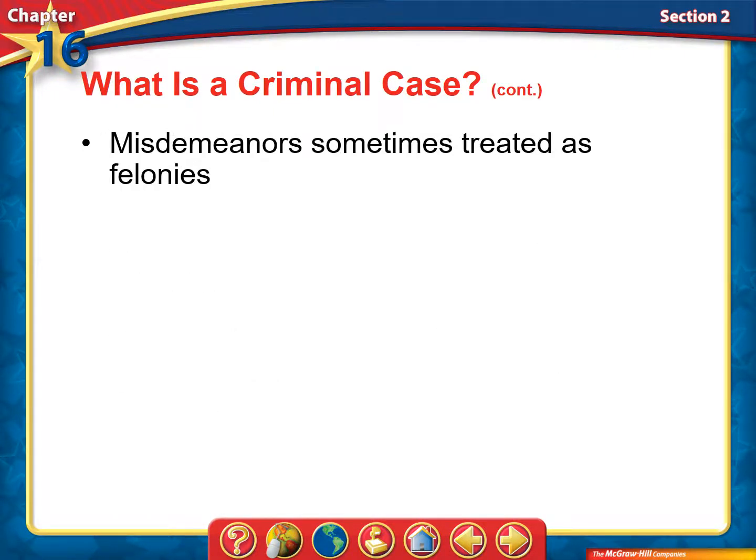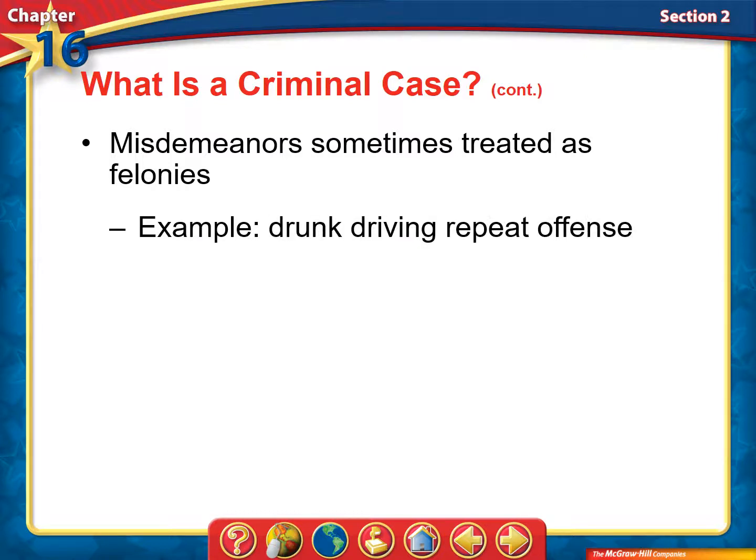Misdemeanors, however, often don't go on your permanent record and can be removed within a certain period of years. But sometimes they can be treated as a felony. For example, if you are caught driving under the influence, your first offense would be a misdemeanor, meaning that it can be expunged from your record after a period of time and good behavior. If you are convicted of repeated DUIs, that could then go on your permanent record, and it can be legally treated as a felony, even if you never hurt anyone.